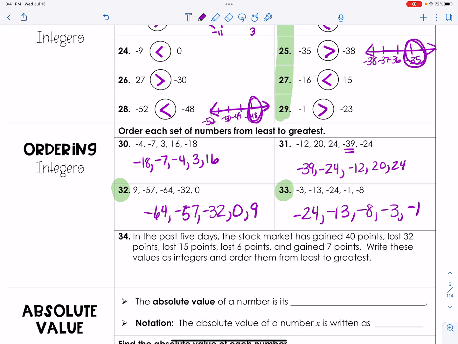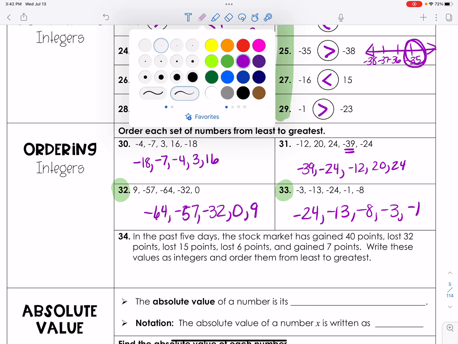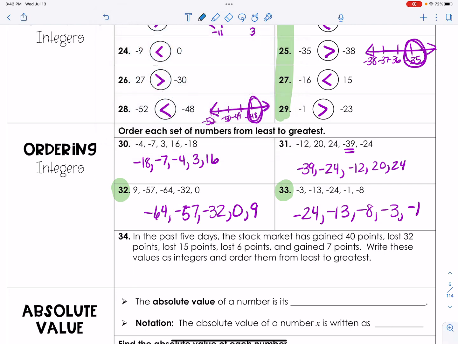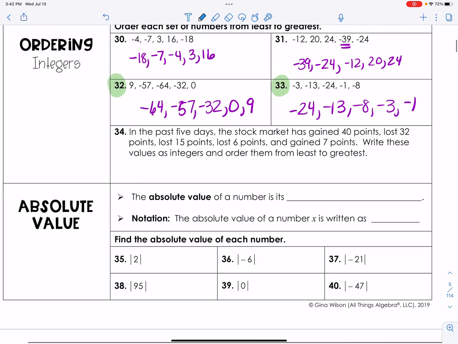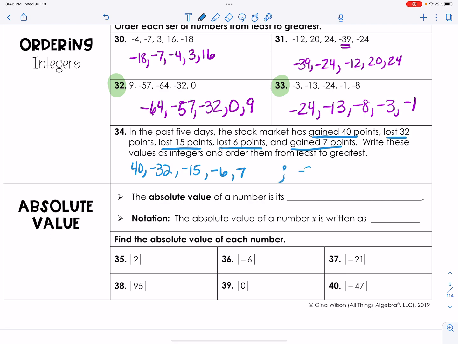Okay, so in the past, we're doing number 34. In the past 5 days, the stock market has gained 40 points. So that's 40. It's lost 32 points, lost 15 points, lost 6 points, and gained 7 points. Write these as integer values and order them from least to greatest. The least is going to be the farthest to the left, which is a negative 32, and then a negative 15, negative 6, and 7, and 40. So that would be my least to greatest.